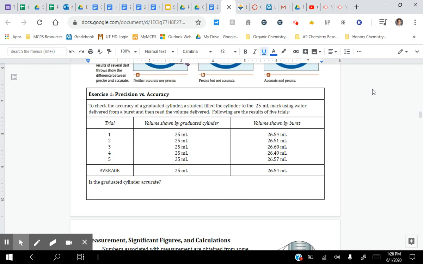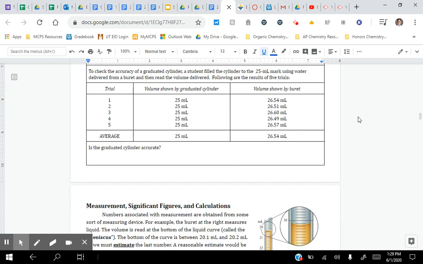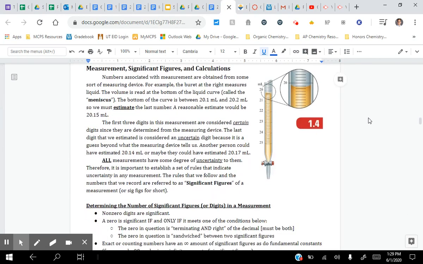So the question is, is this cylinder accurate? The results of the trial show very good precision because the graduated cylinder had the same amount each time, but that was far away from the actual average as shown by the burette. And so as a result, the graduated cylinder is not very accurate compared to the burette. As a result, there is systematic error that we have to be aware of in this case. So how do we battle these things? Well, the way we battle these things is through measurement and significant figures in our calculations.